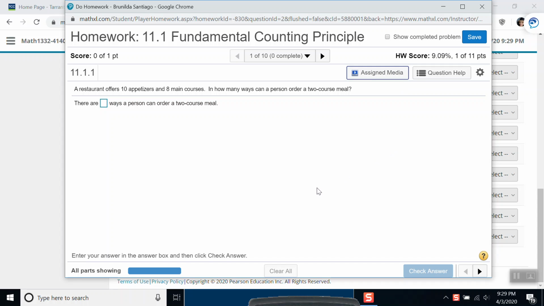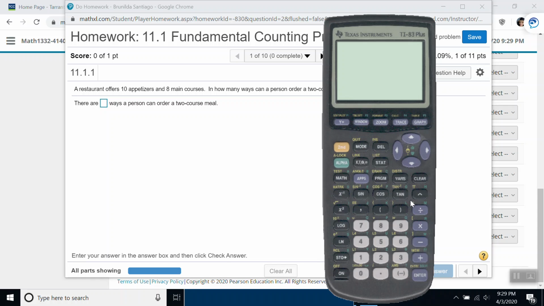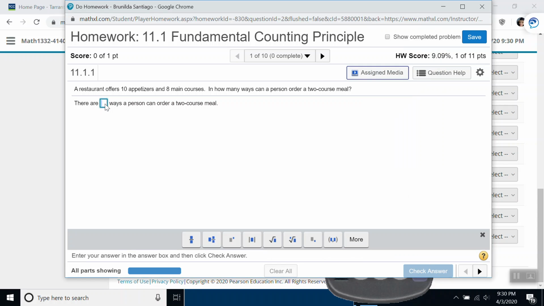Question number 1. A restaurant offers 10 appetizers and 8 main courses. In how many ways can a person order 2 course meals? So we're going to get the calculator. This is using the counting principle. So clear the calculator, and all you have to do is multiply. You have 10 appetizers, so you have 10 choices or 10 ways. Multiply by the number of choices for the main courses. That's 10 times 8. So therefore, there are 80 ways a person can order 2 course meals. So the answer is 80.